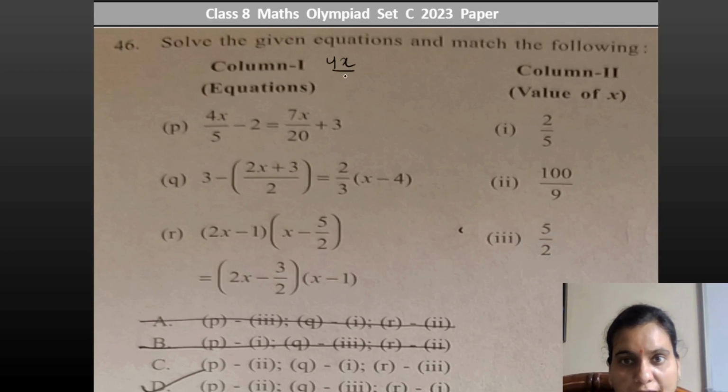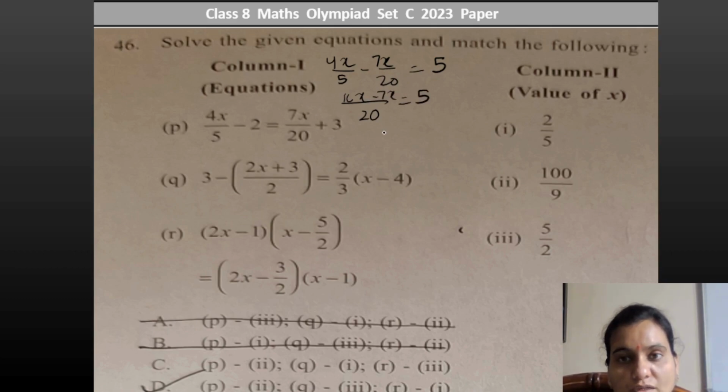4x by 5 minus 7x by 20 is equal to 2. We will take the 2 to the other side. So now the LCM for 5 and 20 is 20. So I'll write it here. And 20 divided by 5 is 4. So 4 into 4 is 16x. 16x minus 7x is equal to 5.